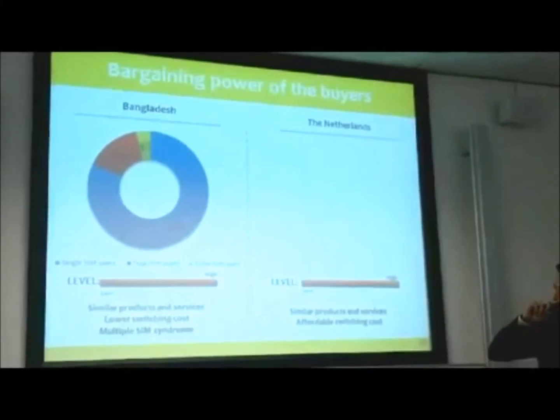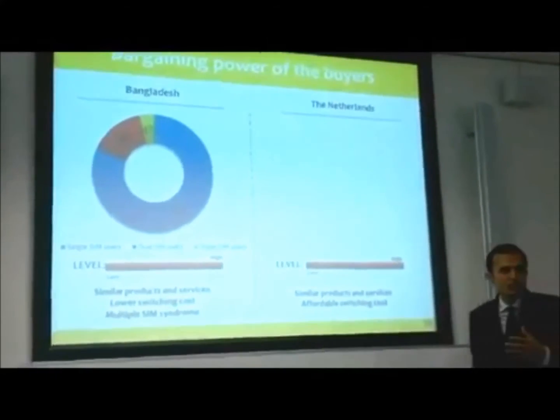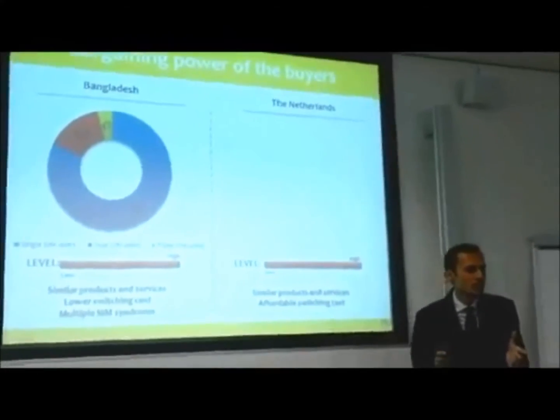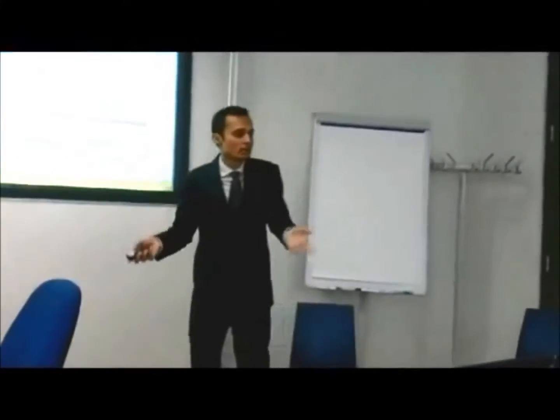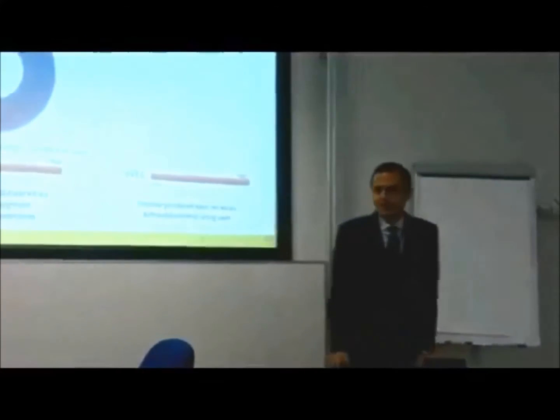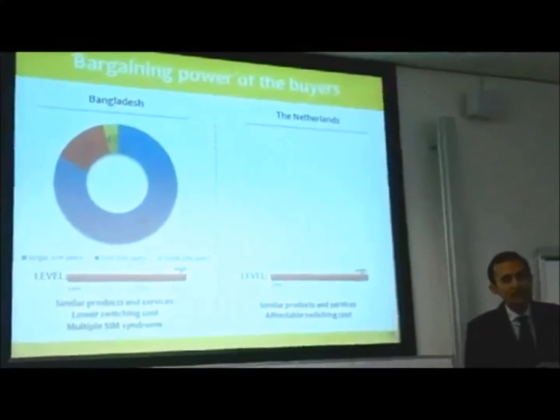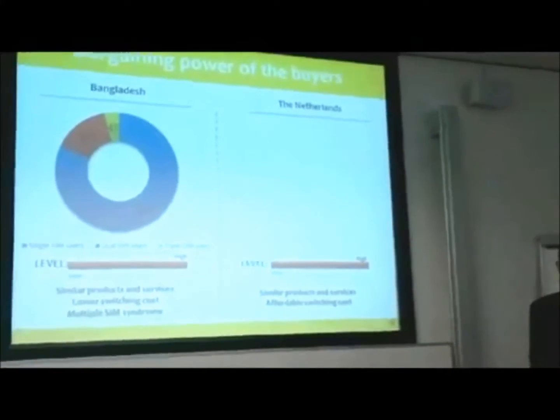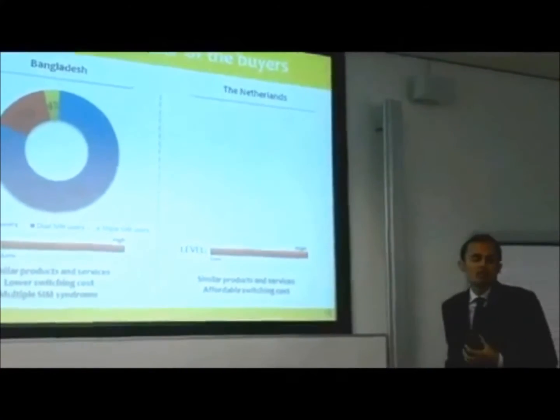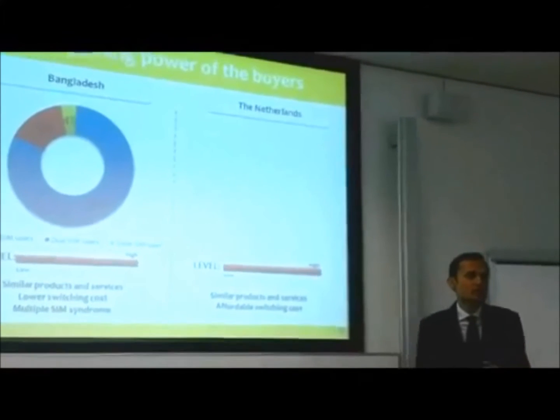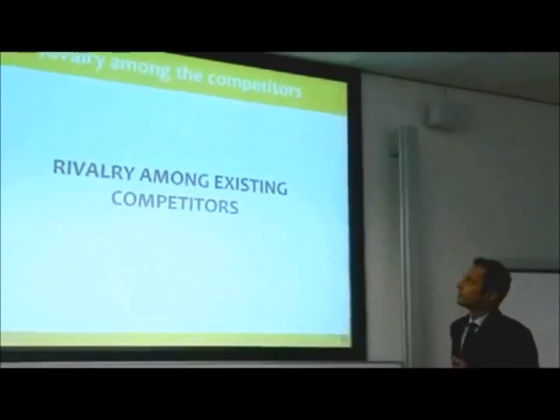So it happens because of the similarity of the product. There's not much differentiation. Whoever gives which offer, I go into that offer. But I have all the SIMs in my pocket. Even I have 2 SIMs, right? So that makes the level of threat high in both countries from the buyer side. The buyer has a lot of power because you cannot differentiate the products very well.